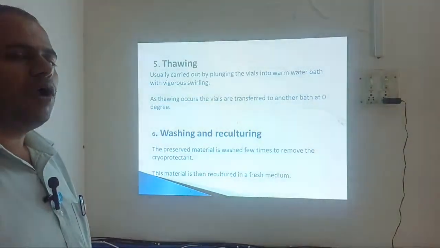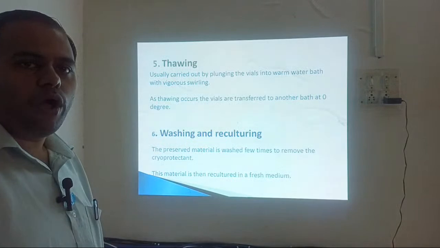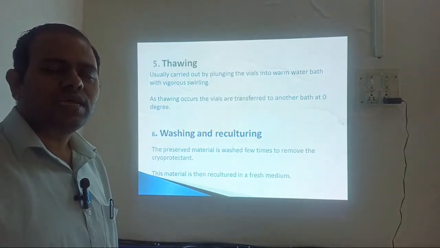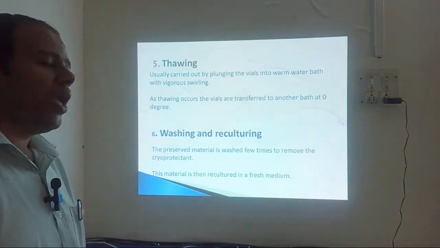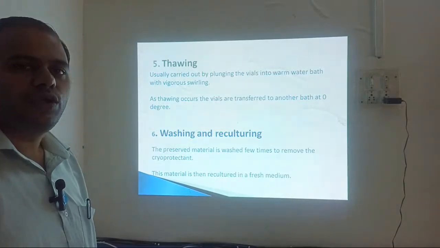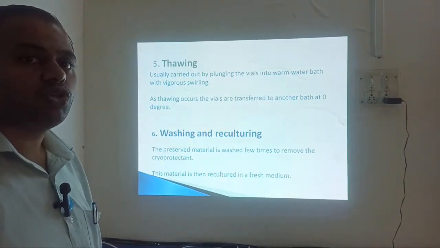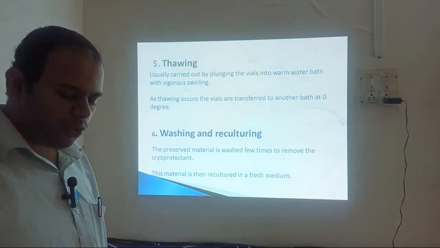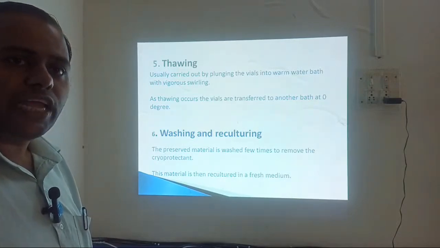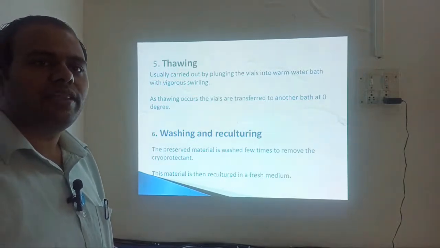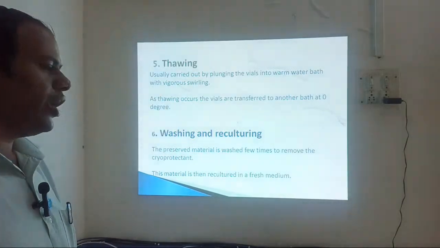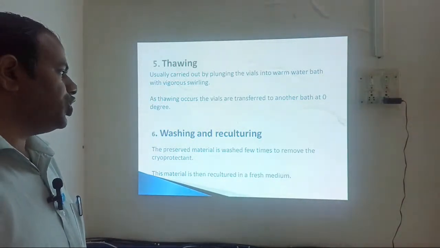It is usually carried out by plunging the frozen vials into warm water. Okay, and you have to vigorously swirl it. You don't have to shake it, you have to swirl it. Due to this, what is going to happen? Gradually the tissue will come to the normal temperature. So thawing is very important. After that, washing and reculturing.